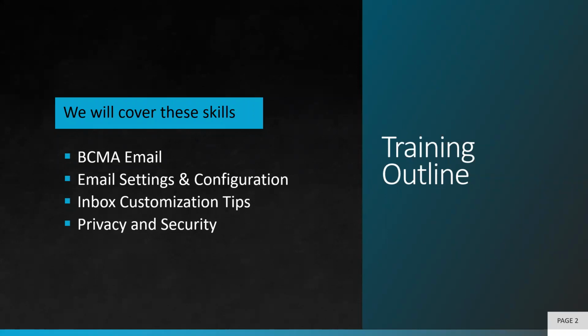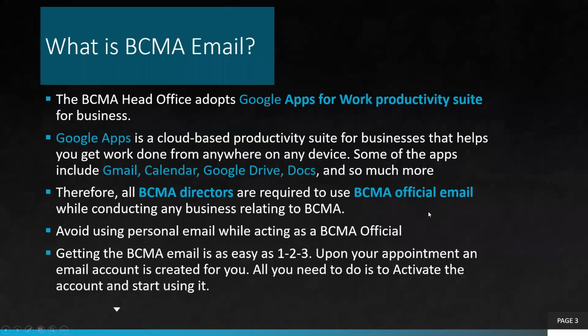So we will cover these skills in this presentation: BCMA email, email setting and configuration, inbox customization tips, privacy and security. For this video only, we will talk about the BCMA email, like what is a BCMA email. The BCMA Head Office adopts Google Apps for Work Productivity Suite for Business. Google Apps, as you know, is a cloud-based productivity suite for businesses that helps you get work done from anywhere on any device. Some of the apps include Gmail, the calendar, Google Drive, Docs, and so much more.